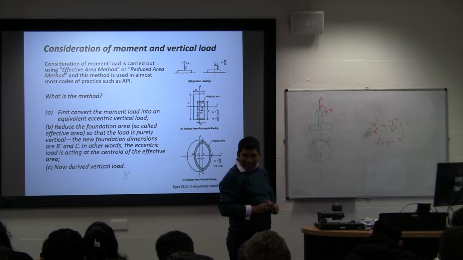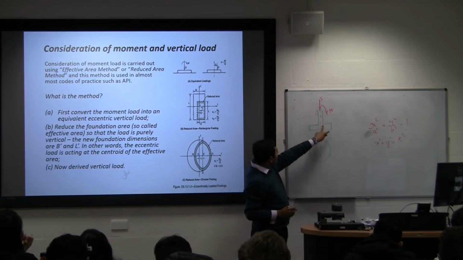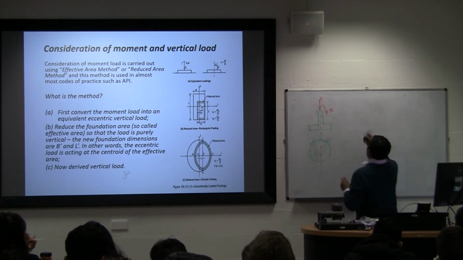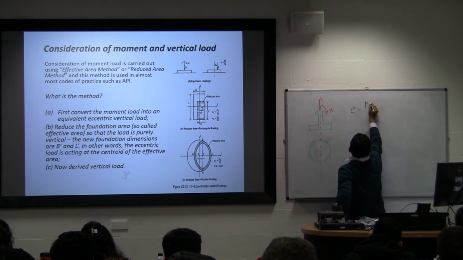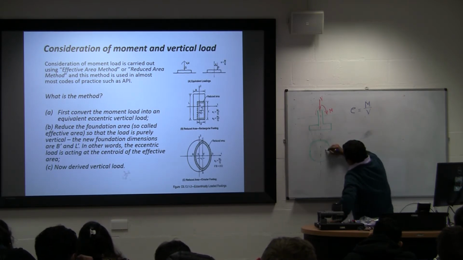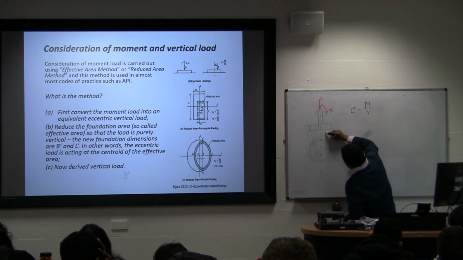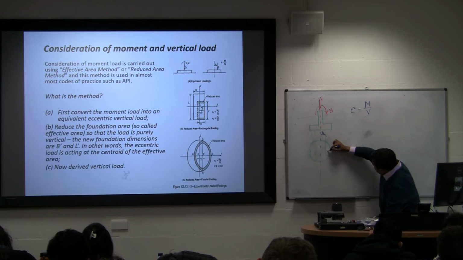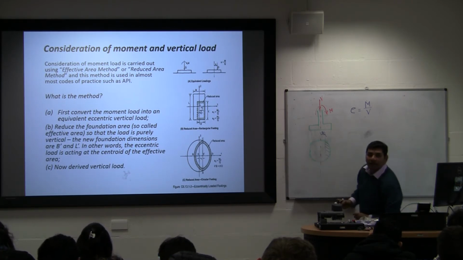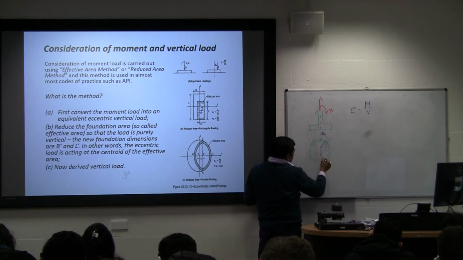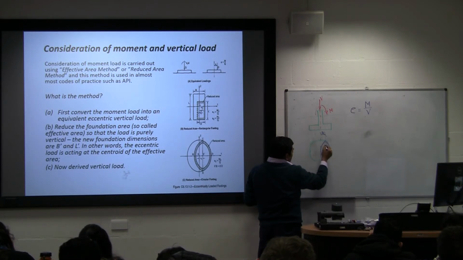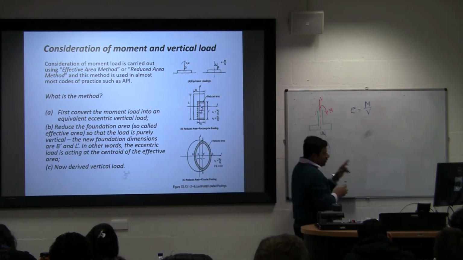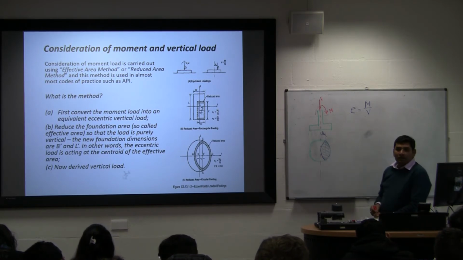So again, what we are doing here is finding e. In a similar way, we will find e, which is M by V. That is the eccentricity e. So you have that area. Again we can double it, right? So that becomes an effective area. That is the effective area that will be taking the load. So we can convert to only a vertical load with this area. Now find out this area.